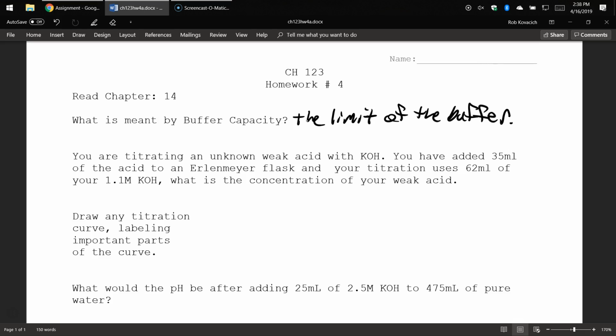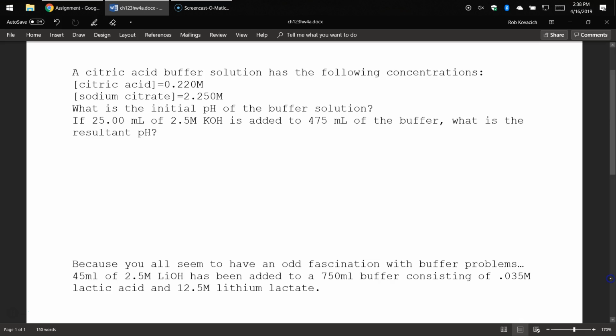And so same situation here. I've reached the limit of what this thing can actually do. And what you end up doing is using up the weak acid or base. So one of those two things gets used up completely, with the base being the salt.